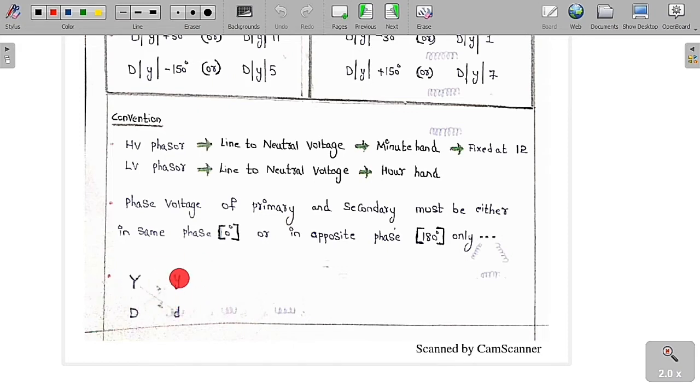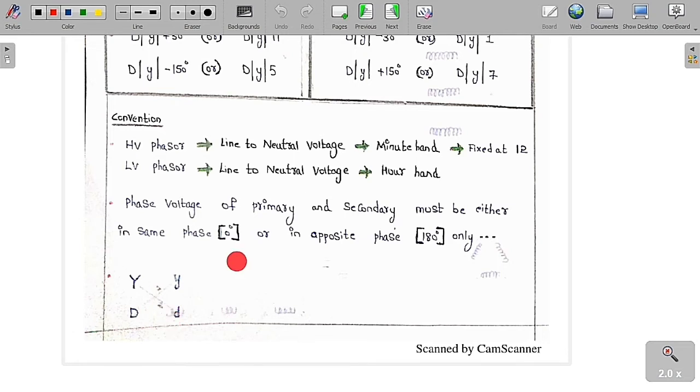So this is the general way to remember the connections. Star star means you can get 0 degree or 180 degree. Star delta means you can get plus 30, minus 150, minus 30, plus 150. And delta star means you can get plus 30, minus 150, minus 30, plus 150. Delta delta means you can get either 0 degree or 180 degree.